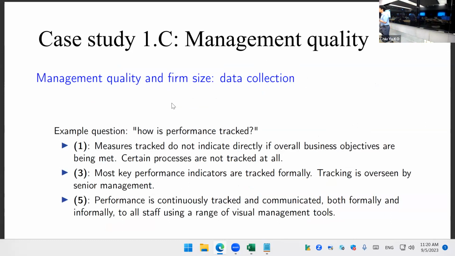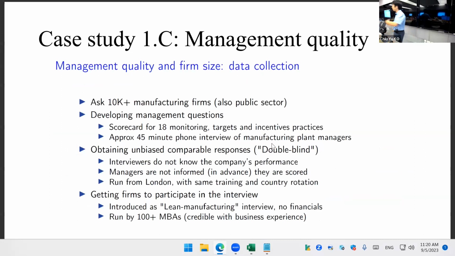Okay, and you can read the details. They will tell you how they make sure the data is comparable. They train students, I think MBA students, to go to the firm and ask questions, and try to make sure it's double blind. The firm does not know someone is coming to ask these questions, and the manager doesn't know the one who asks is actually doing a survey. They asked MBA students, so the person asking has some management experience.